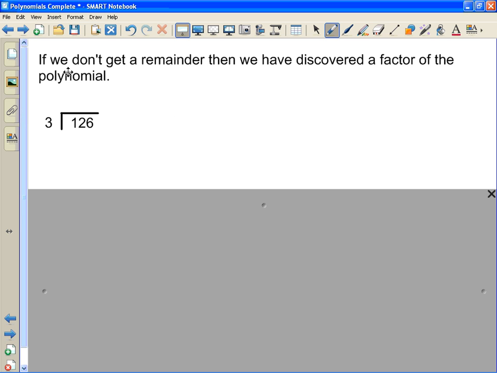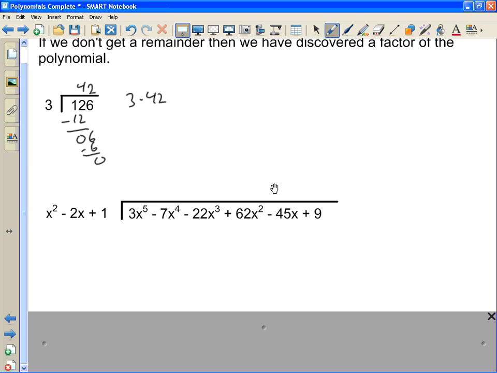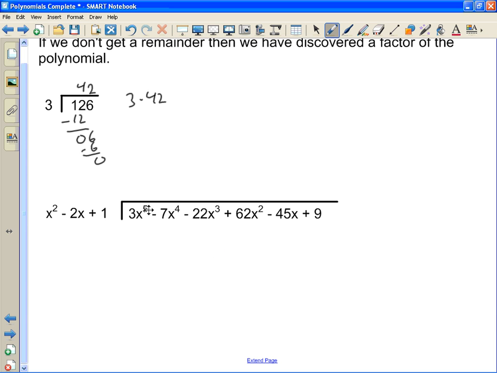So let's look at one that doesn't end up with a remainder. Okay, so I'm going to compare this to like if we had 126 divided by 3. Okay, so here we would get a perfect answer with no remainder, which means I could factor 126 into 3 times 42. So if we're dividing here, first I need to match the 3x to the 5th. So I'm going to multiply by 3x to the 3rd. Okay, multiply that in here.